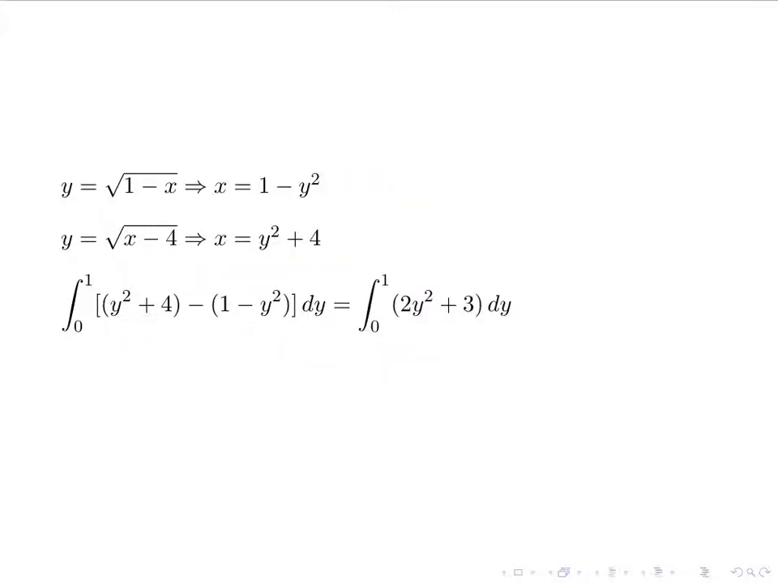Make sure you always clean it up before you start integrating. I don't want to integrate 4 terms when I only have to do 2. So always simplify before you start doing anything else. But again, I'm not going to go through the integration itself, it's just Calc 1 stuff. So you should be getting 11 over 3.